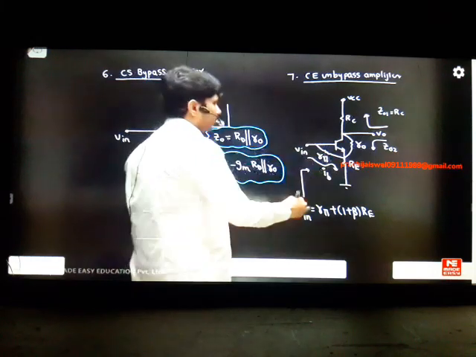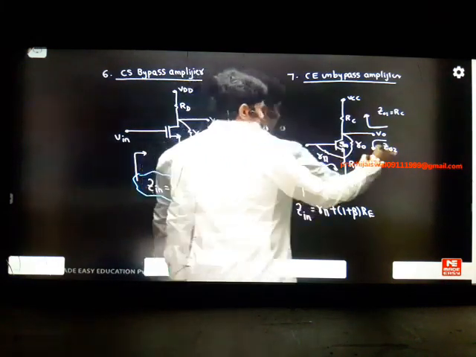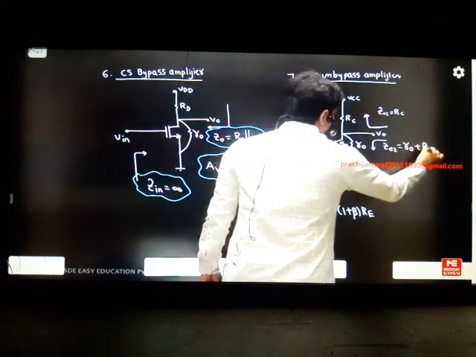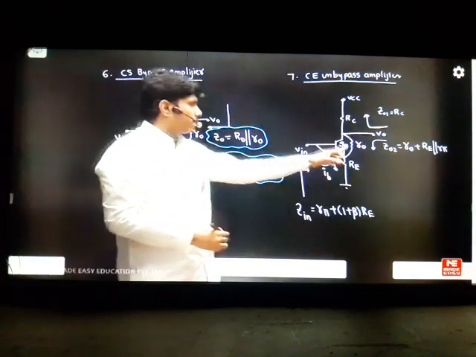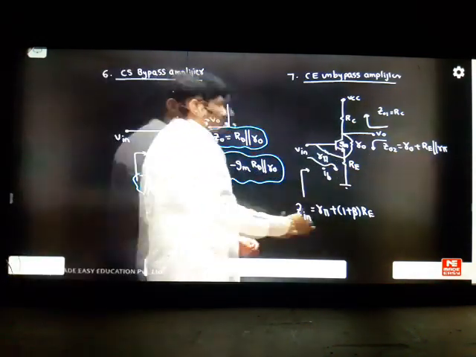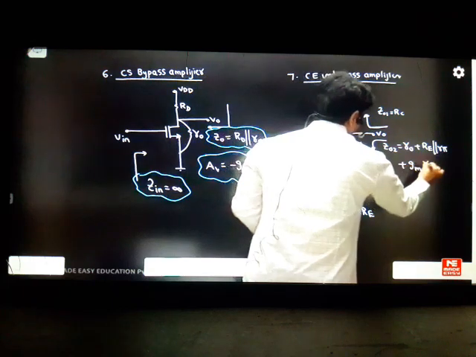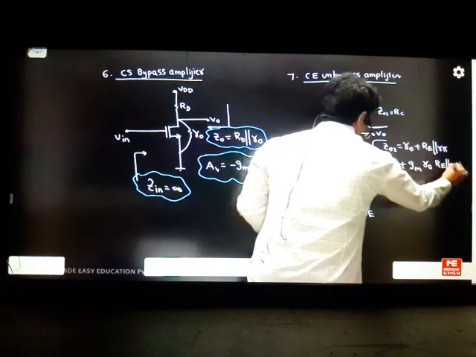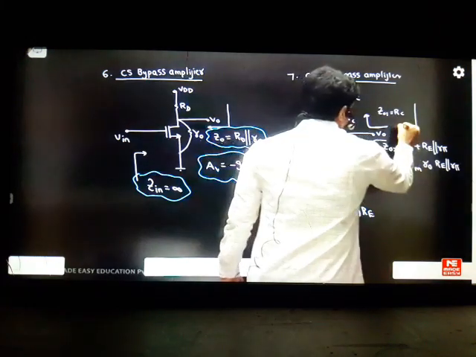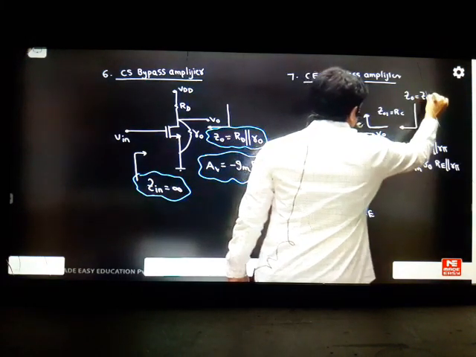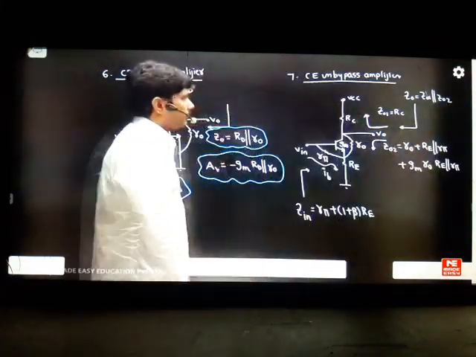Whenever you get like this, you just write here gm extra. So the answer is R0 plus RE parallel to R pi, this emitter degenerated resistance, plus gm times the two resistances should multiply, RE parallel to R pi. So this is about the above impedance and below impedance. But who will ask you Z0? Then the answer will be Z01 parallel to Z02. These two in parallel combination will be equal to Z0.